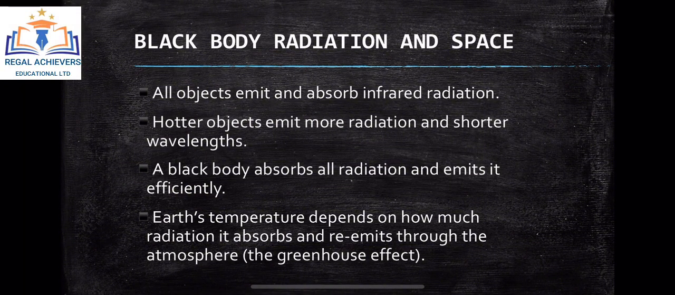Black body radiation and space. All objects emit and absorb infrared radiation. Hotter objects emit more radiation at shorter wavelengths. A black body absorbs all radiation and emits it efficiently. Earth's temperature depends on how much radiation it absorbs and re-emits through the atmosphere, and that is what we often refer to as the greenhouse effect.